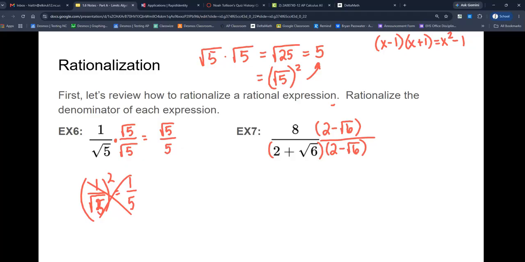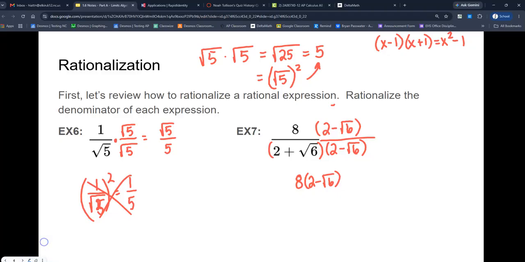Okay, so here's the reason we're choosing that. It's called the conjugate, and here's the reason we're choosing it. In the top, we're just going to leave that alone. I'm just going to call it 8 times 2 minus the square root of 6. I'm not going to mess with the top. But in the bottom, what I want to do is distribute here.